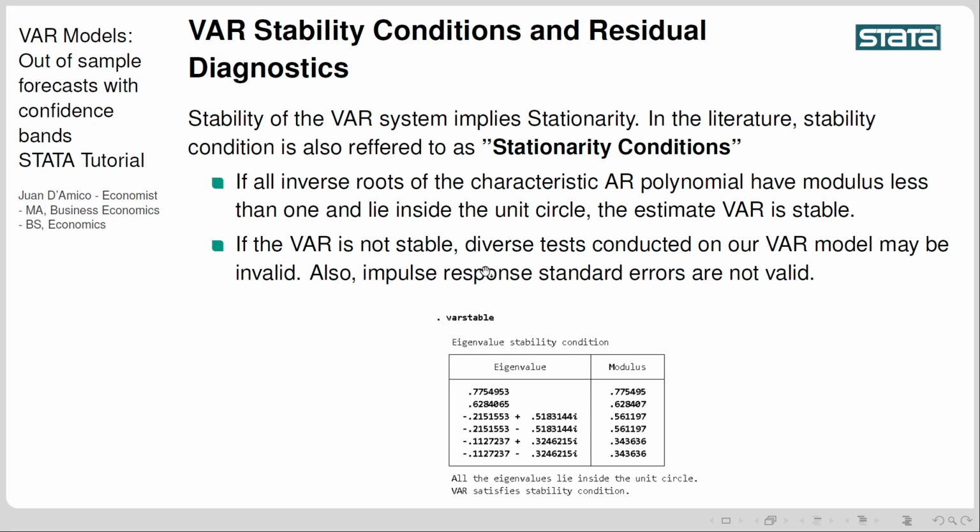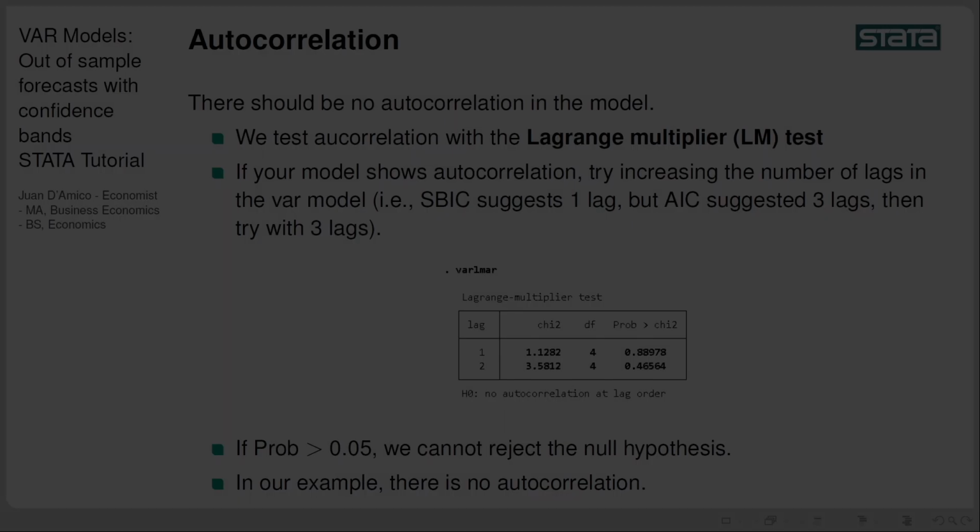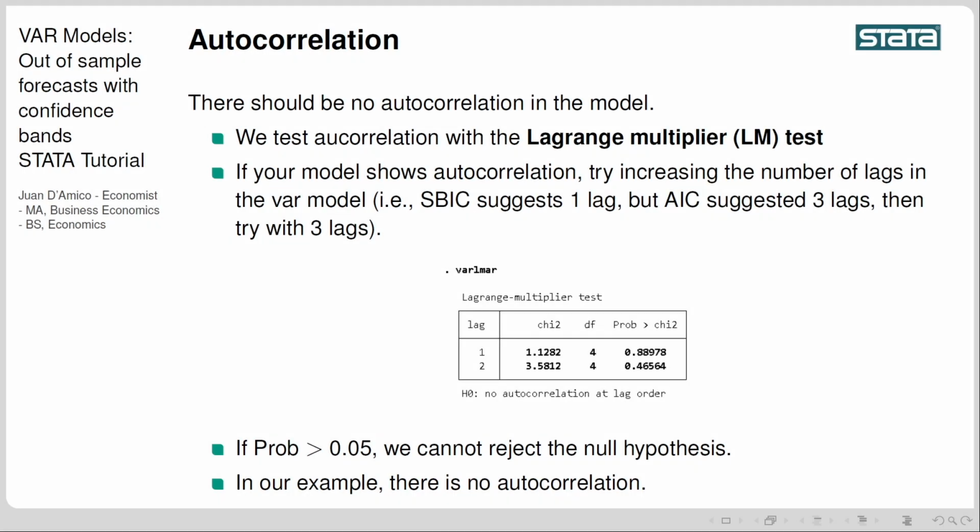If the VAR is not stable, all the tests that we are going to conduct in the model may be invalid, and also the impulse response standard errors are not going to be valid as well. Next, you're going to check for autocorrelation. There should be no autocorrelation in the model. We're going to test this with the Lagrange multiplier test. If your model shows autocorrelation, you will need to try to increase the number of lags in the model.